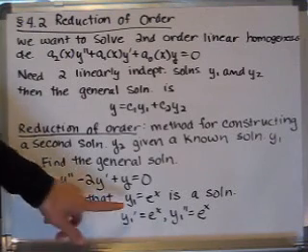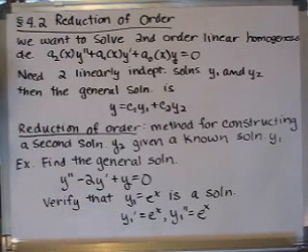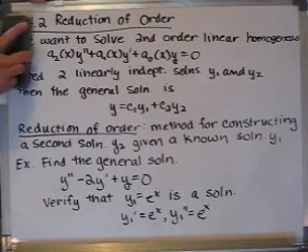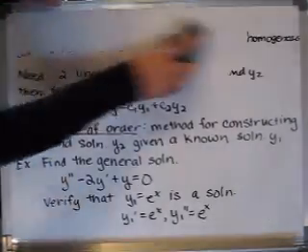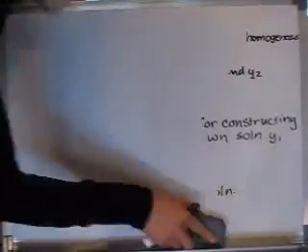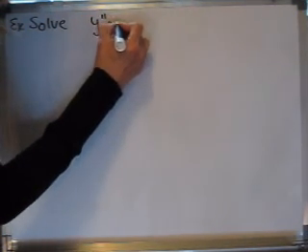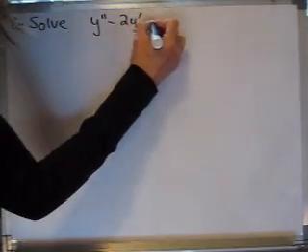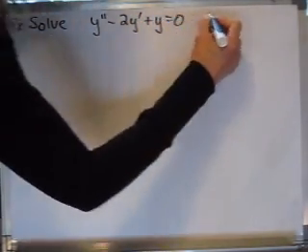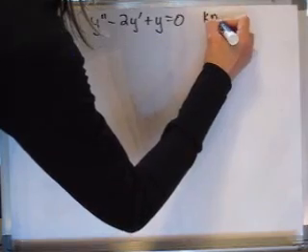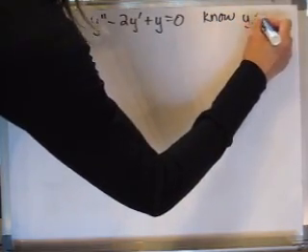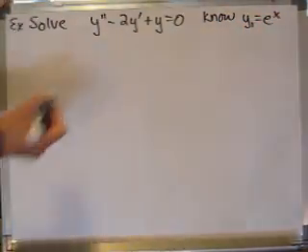So let's go ahead and use y1 now, and I'll show you how to use it to construct a second solution that will end up being linearly independent. Let me erase this, and I'm going to rewrite that differential equation. We're still trying to find the general solution to y double prime minus 2y prime plus y equals 0. And we know that y1 equals e to the x is a solution.